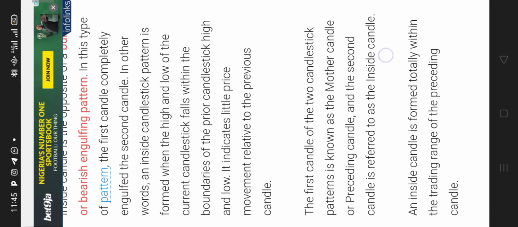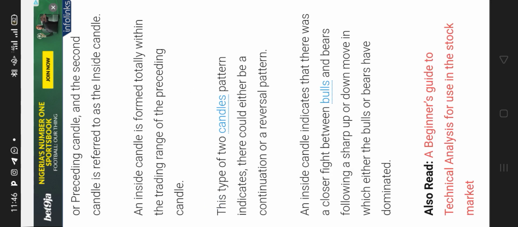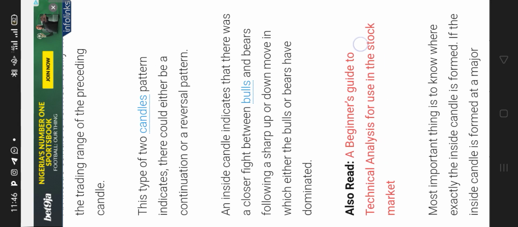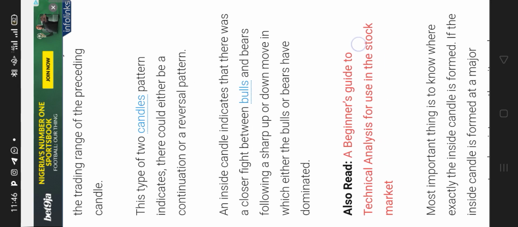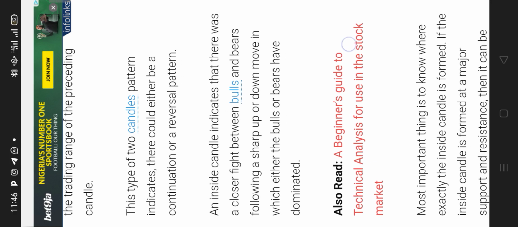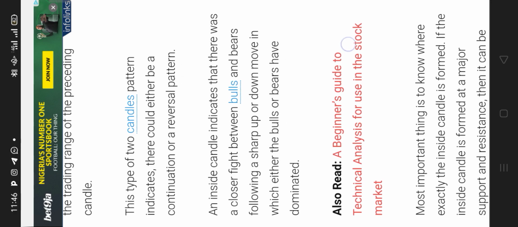It indicates little price movement relative to the previous candle. The first candle of the two-candlestick pattern is known as the mother candle or preceding candle, and the second candle is referred to as the inside candle. An inside candle is formed totally within the trading range of the preceding candle. So this type of two-candle pattern indicates there could be either a continuation or a reversal.